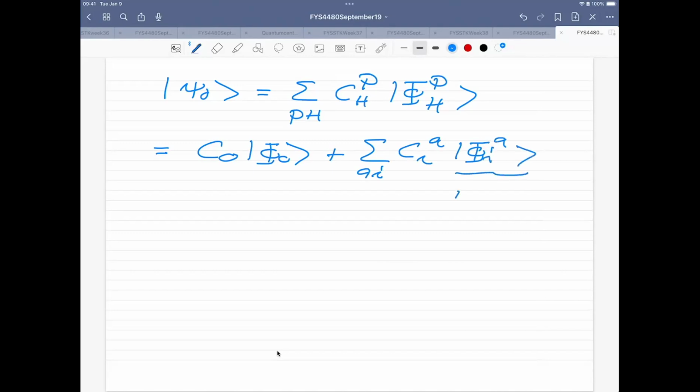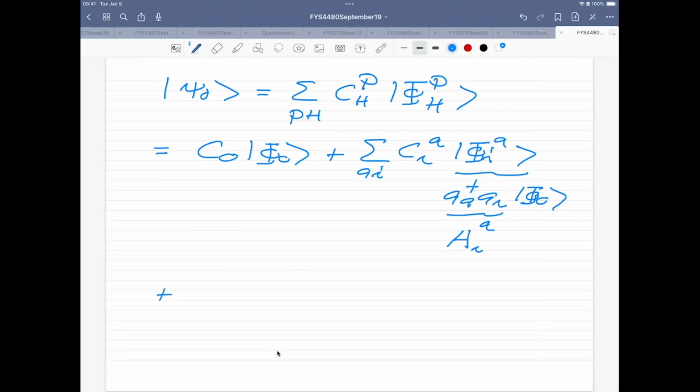This is again, as we said yesterday, A_I acting on the vacuum state. So you could actually rewrite this one as an operator. If you call this an operator A_i^a, then you could write this in a more compact form. You have an unknown coefficient, which you will get from the diagonalization. And then you have the operator, which creates the specific state.